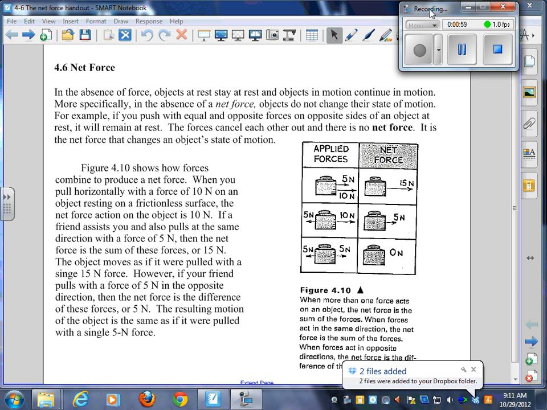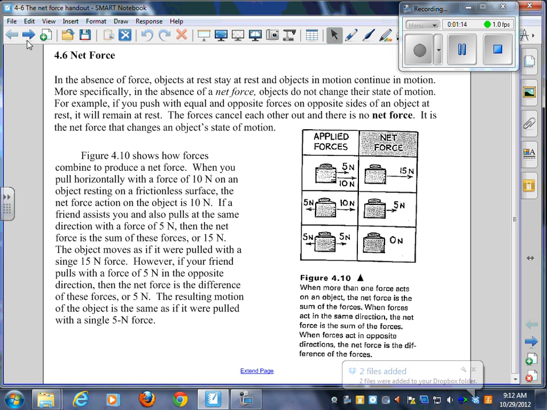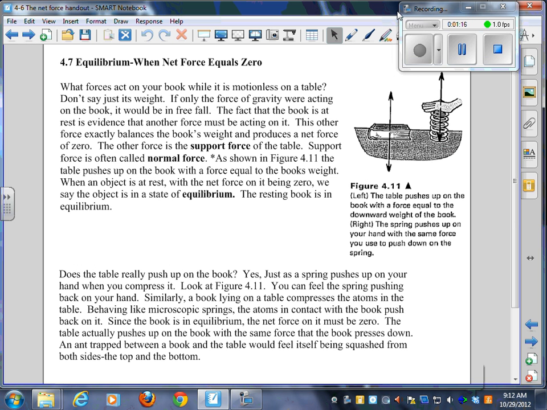However, if your friend pulls with a force of 5 newtons in the opposite direction, then the net force is the difference of these forces, or 5 newtons. The resulting motion of the object is the same as if it were pulled with a single 5 newton force. And that's basically just a quick summary of stuff we already know, right? Nothing too spectacular there.